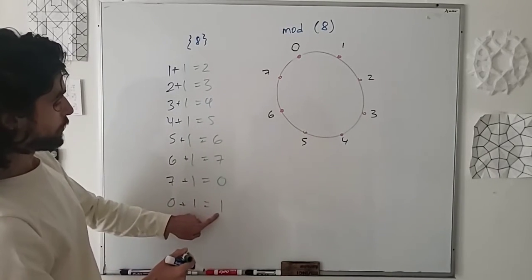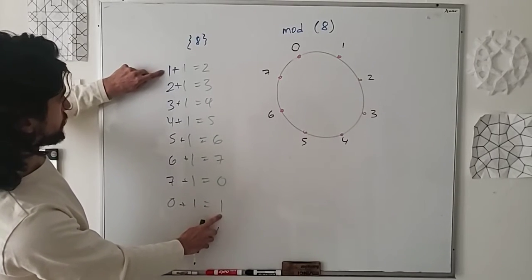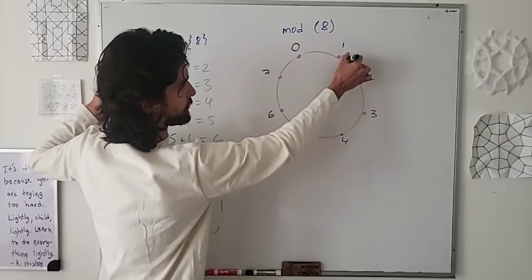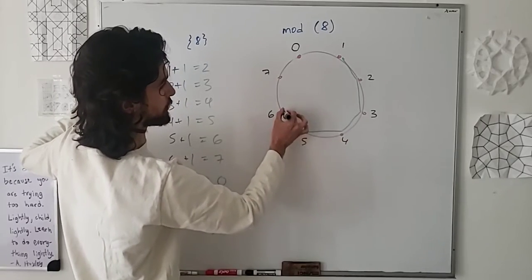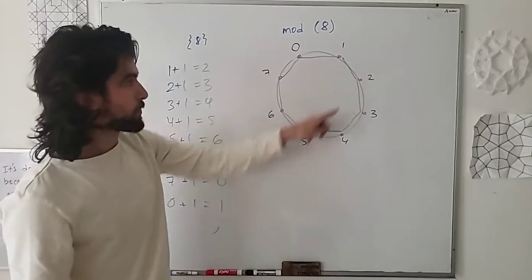And so you see how now we're ending where we started from. So what's happened here, we went from 1 to 2, from 2 to 3, from 3 to 4, from 4 to 5, from 5 to 6. So we've inscribed an octagon.